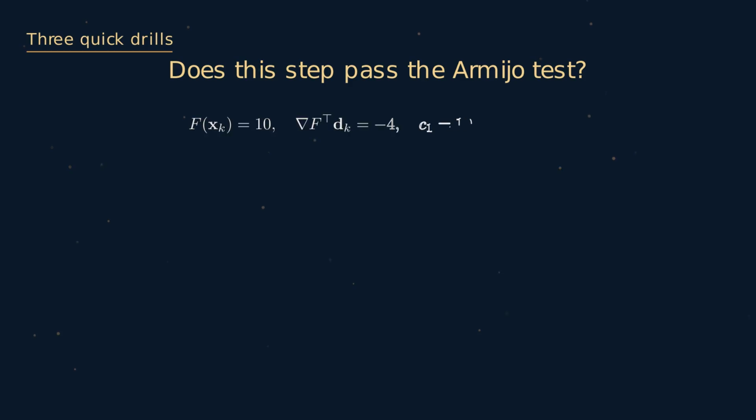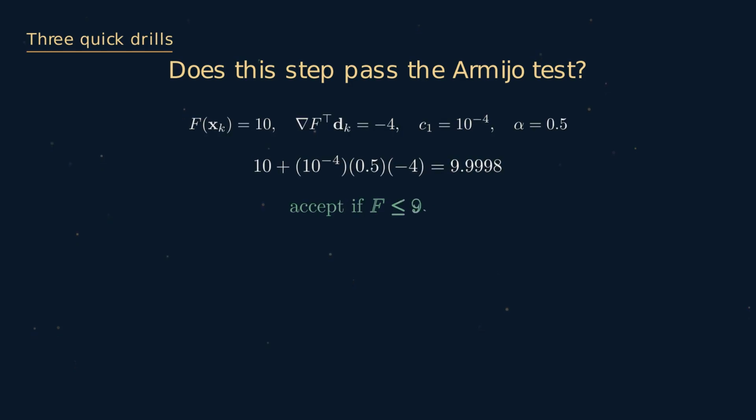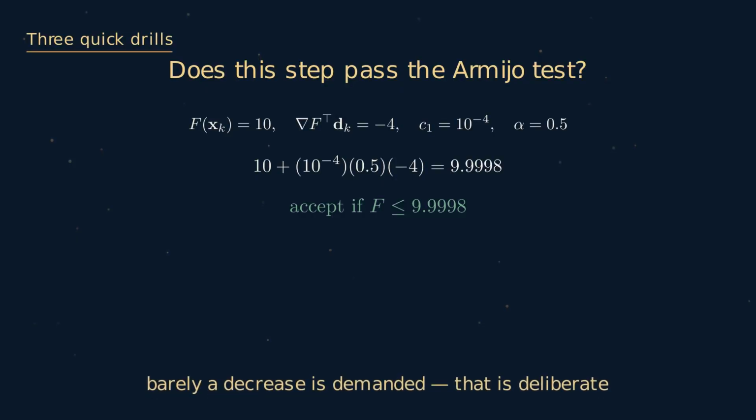Third, the sufficient decrease test in numbers. The current cost is 10, the directional slope is -4, and the constant is 1/10,000th at a half step. Multiply through, and the ceiling is 9.9998. Any cost at or below that is accepted. Notice how little decrease is actually demanded. That is not sloppiness. It is what keeps the test from rejecting perfectly good steps.